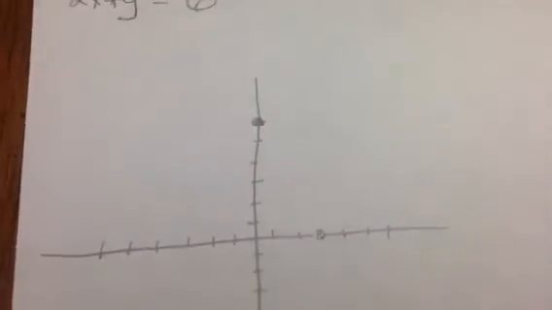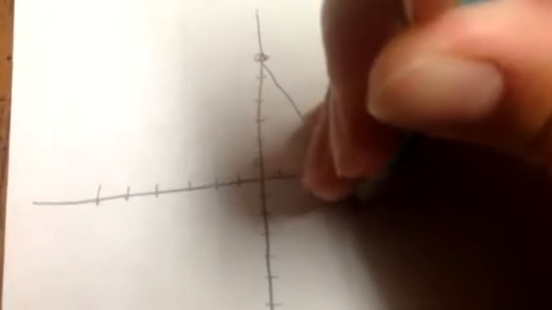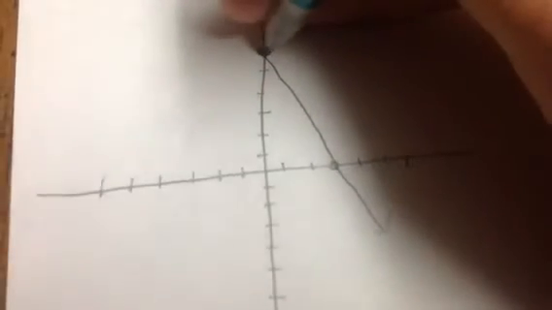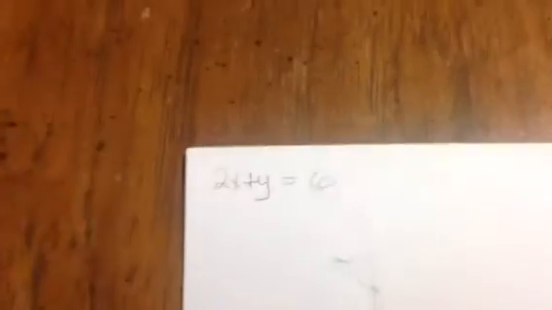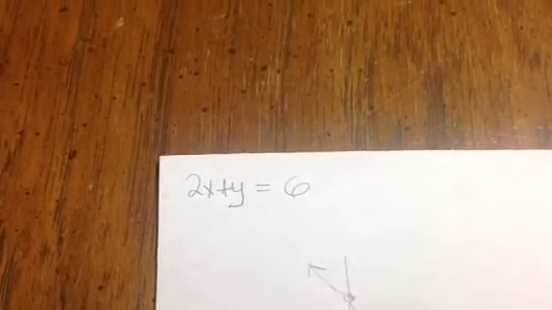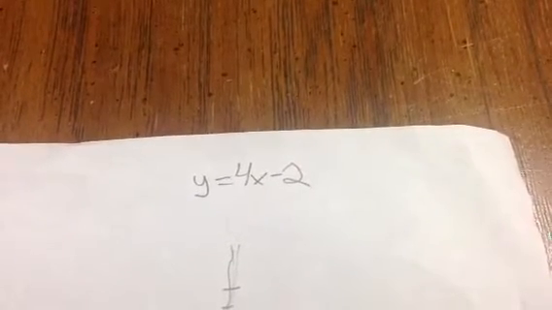So now that we have our 2 points, all that's left to do is to draw a line between them, and I'll try to make it as straight as possible. So there we have it. That is how you graph the equation of a line. So 2x plus y equals 6, and this is its graph. So for our second example, I'll show you how to graph this equation, y equals 4x minus 2.